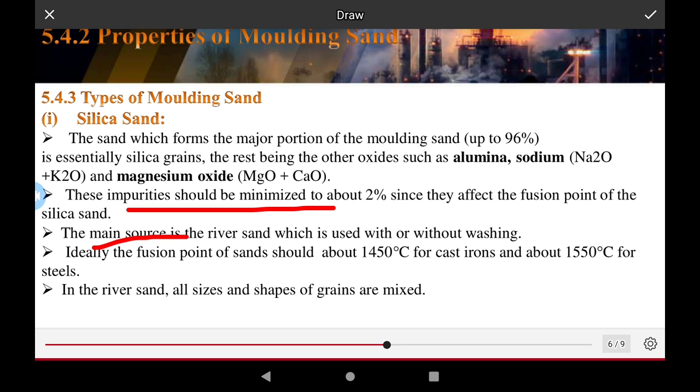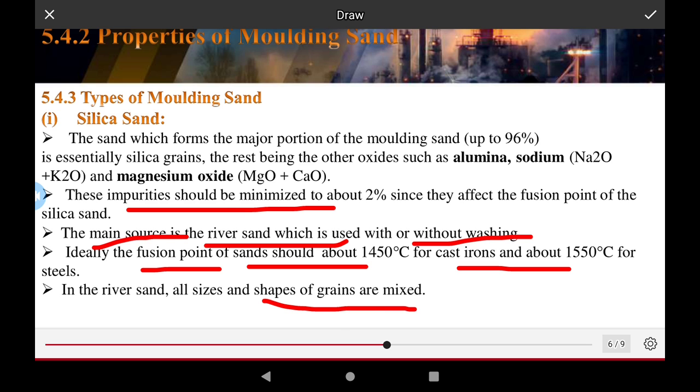The main source is river sand, which is used without washing. The fusion point of the sand should be about 1450 degrees Celsius for cast iron and about 1550 degrees Celsius for steel. River sand is a mixture of small grains.